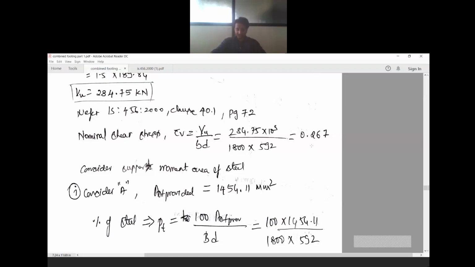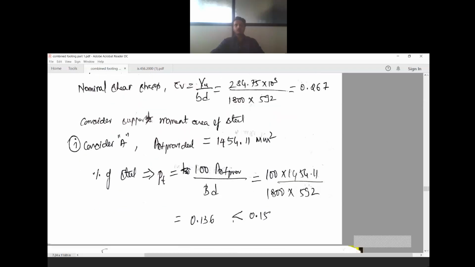This is the stress which is present in the critical section. Note this value, 0.267. Tau v is equal to 0.267.